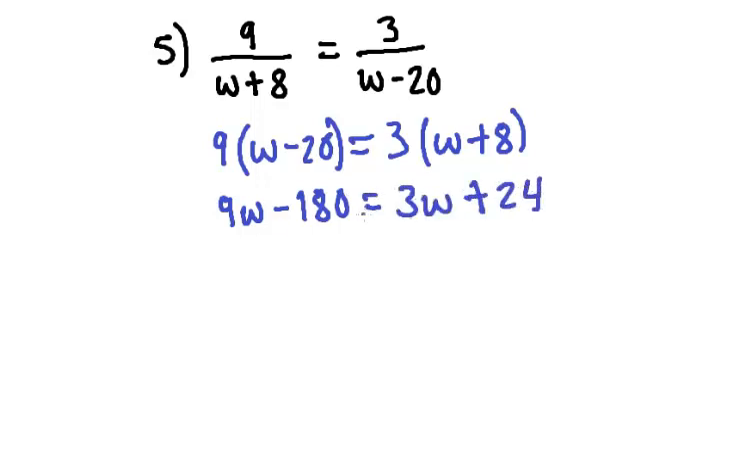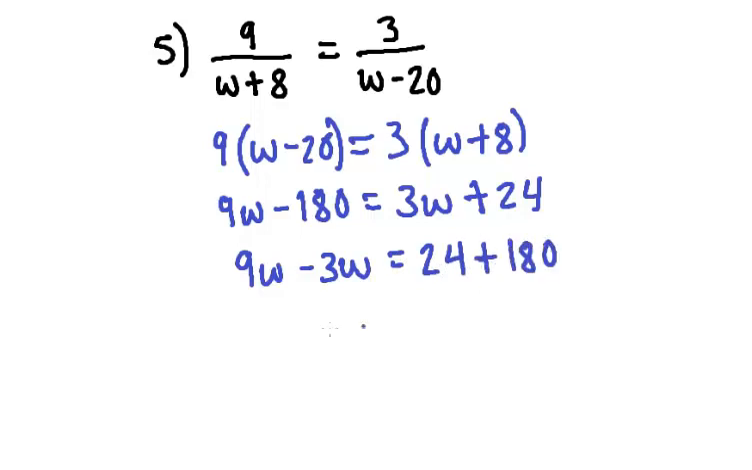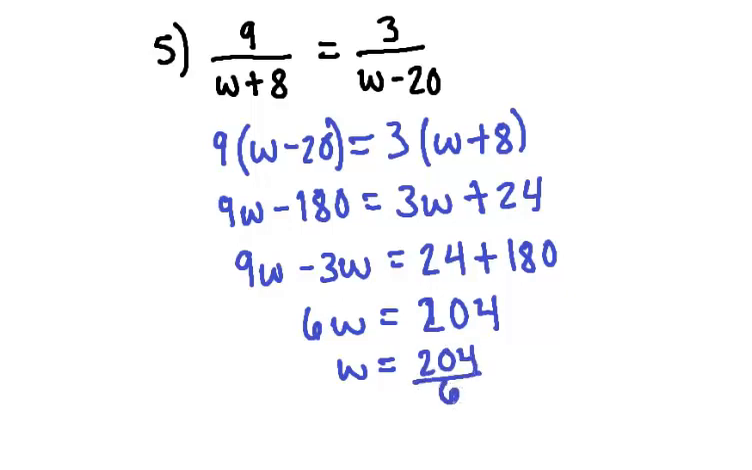What do I do next? This is a linear equation. You know what to do. You move the letters to the left side, changing the sign, and you move the numbers to the right side, changing the sign too. In the end, it will give you 6w equals 204. I pass the number 6 to divide because it's multiplying with the w. 204 divided by 6 will give me w equals 34. That will be the answer for the exercise.